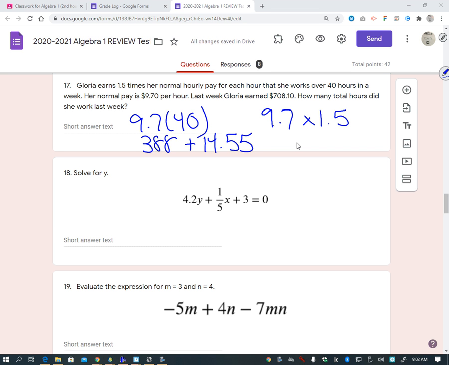But we don't know how many hours she worked at that rate. We just know that she earned $708.10. Now keep in mind, this already represents 40 hours. We just want to find out how many hours she worked of overtime. Does that make sense? Okay, so what do I have to do here to solve? This is probably the toughest question we've looked at so far. Go.